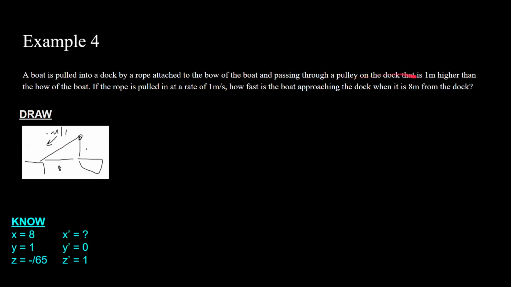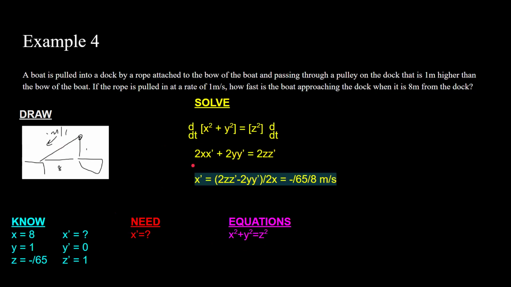But it's 1 meter higher. We're going to assume that doesn't change. And so it's 0. There's no change in it. We're trying to find X prime, as I said. We'll use the Pythagorean theorem equation and we'll take the derivative of it once again. And it's the same as last problem. Luckily, you might do this so many times that you'll know it's just always 2xx prime plus 2yy prime equals 2zz prime. This time we're solving for x prime, so we'll move the 2yy prime to the other side, and then we'll divide by 2x.